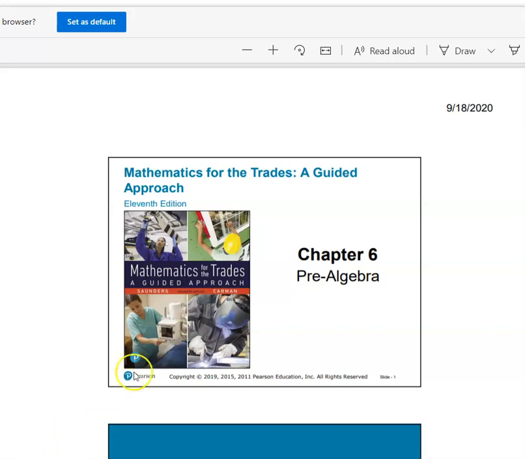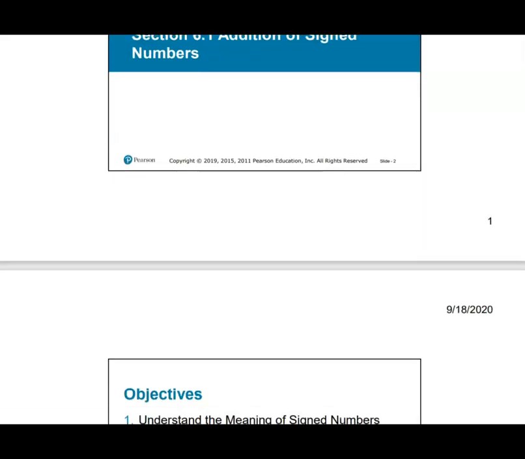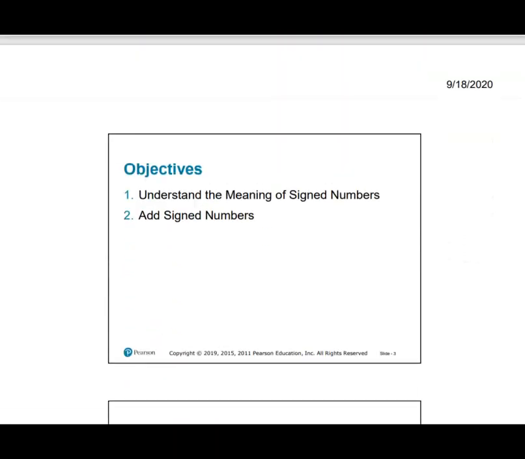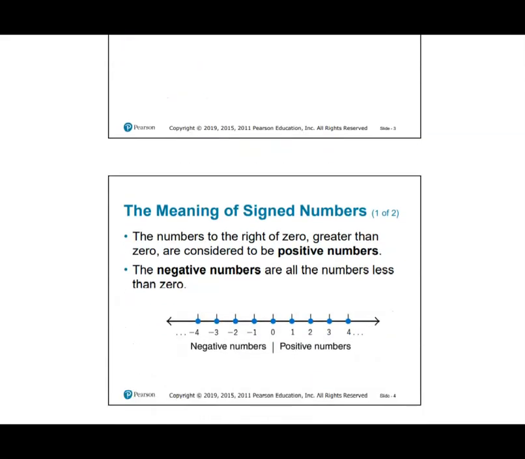Okay, so this section is chapter 6, and we're going to start talking about pre-algebra. This video is going to cover section 1, and section 1 is the addition of sign numbers. So we're going to understand the meaning of sign numbers, and we're going to add sign numbers in this lesson.